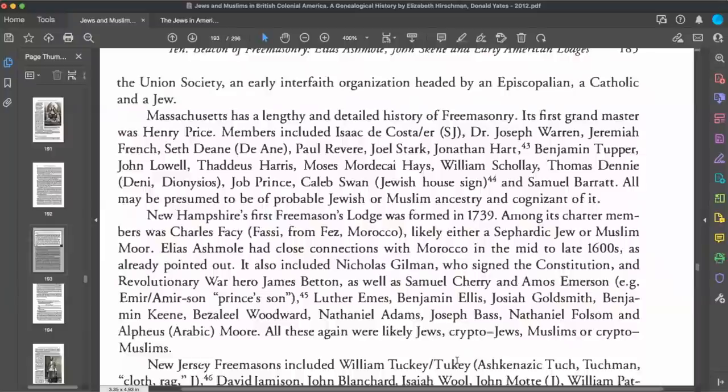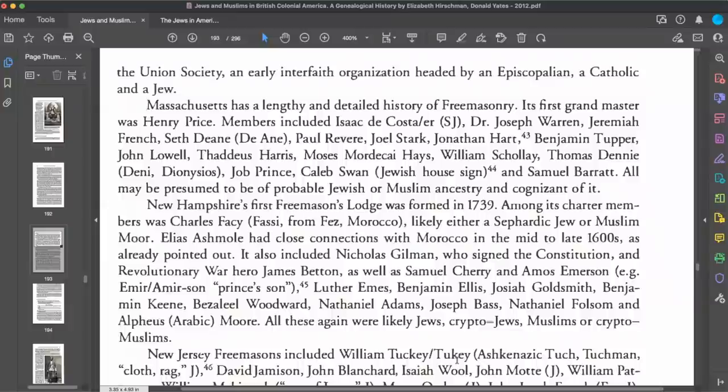New Hampshire's first Freemasons Lodge was formed in 1739. Among its charter members were Charles Fassi or Fassi from Fez, Morocco, likely either a Sephardic Jew or Muslim Moor. Elias Ashmole had close connections with Morocco in the mid-late 1600s. As already pointed out, it also included Nicholas Gilman, who signed the Constitution, and Revolutionary War hero James Benton, as well as Samuel Cherry and Amos Emerson, example Emir or Amir son, Prince's son, Luther Emmes, Benjamin Ellis, Joshua Goldsmith, Benjamin Keene, Beza Leal Woodward, Nathaniel Adams, Joseph Bass, Nathaniel Folsom, and Alpheus Arabic Moore.